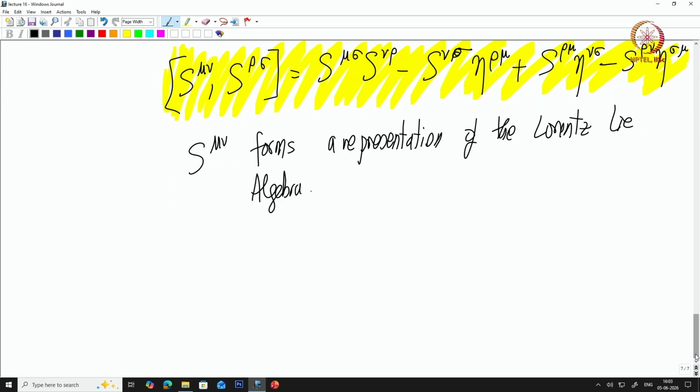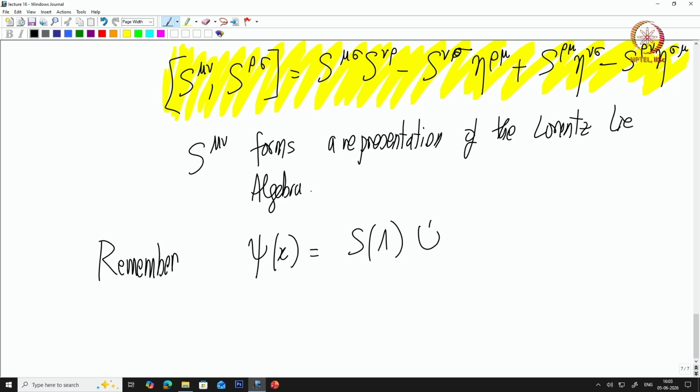Remember, psi prime of x is equal to S of lambda psi of lambda inverse of x.